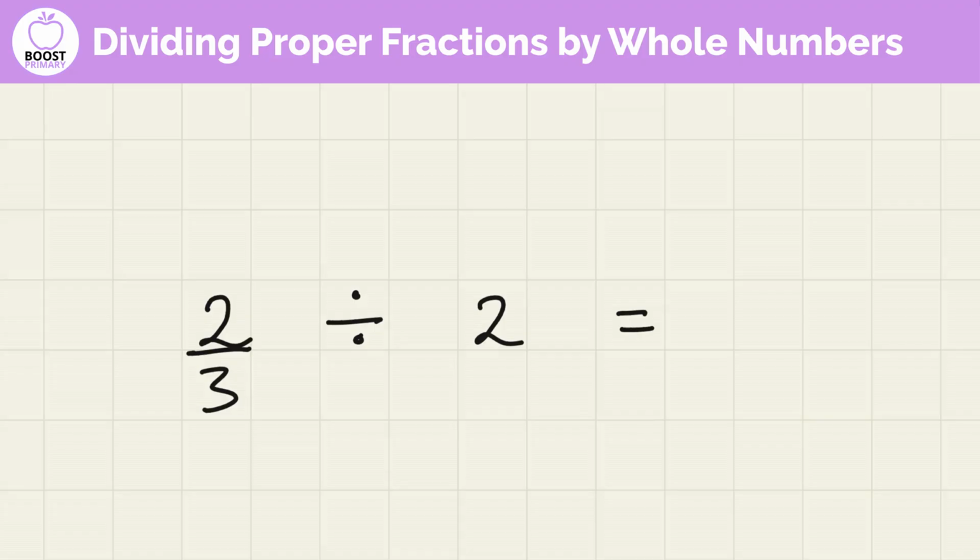The most logical way to think about this is that if you're dividing a proper fraction by a whole number, you're making the proper fraction smaller. So you can do this by keeping the denominator the same and dividing the numerator by the whole number. 2 divided by 2 is 1. 2/3 divided by 2 equals 1/3.